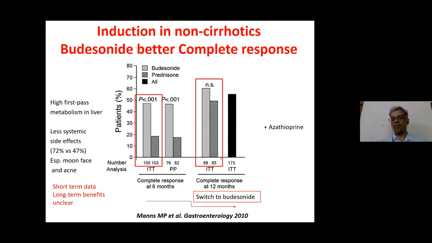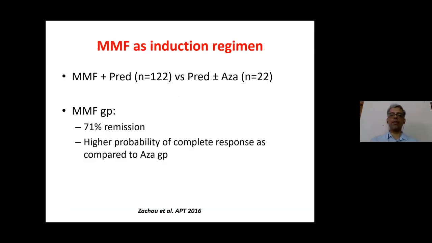So we need to keep that in mind. And one important fact which I would like to point out here is, so far for budesonide, we've got only short-term data. Whether the long-term use of budesonide leads to better outcomes, we do not know. But what this study showed is that patients who were treated with budesonide as compared to prednisolone had a higher remission. And in the second part of the study, the patients who were on prednisolone were switched to budesonide, and they also had a better response. Important point to remember, this study used budesonide only in those patients who were non-cirrhotic. So safety of budesonide is only in those who are non-cirrhotic, not in cirrhotics where your side effects may be higher. MMF could be an alternative induction regimen along with prednisolone and has been shown to give good results in patients with autoimmune hepatitis.